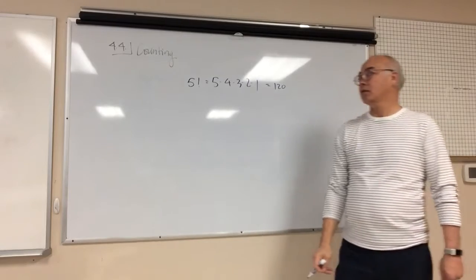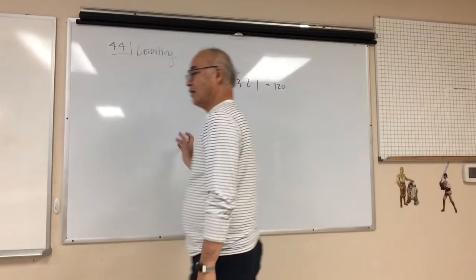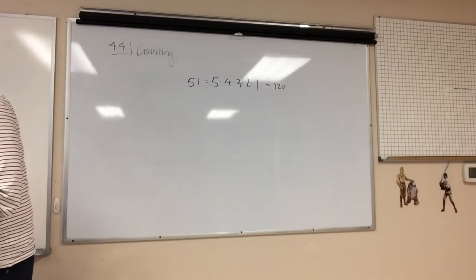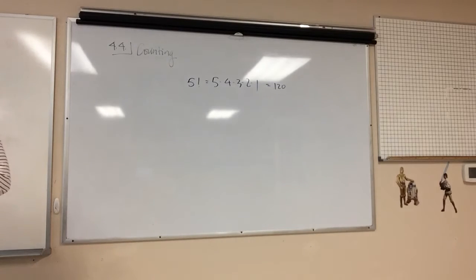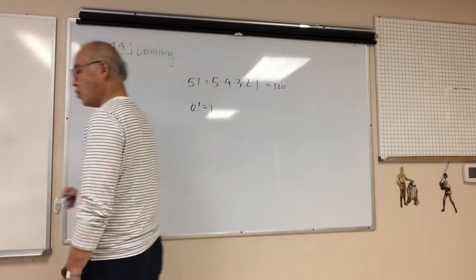Okay, 120. So that's the factorial rule. The factorial symbol denotes a product of decreasing positive whole numbers. Okay, so we just did that. And by the way, 0 factorial by definition is 1.